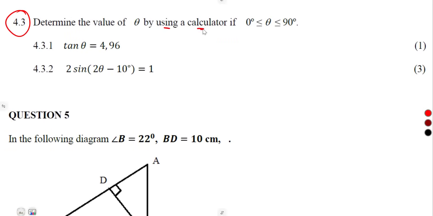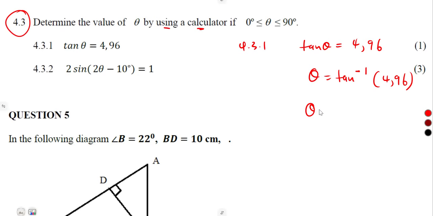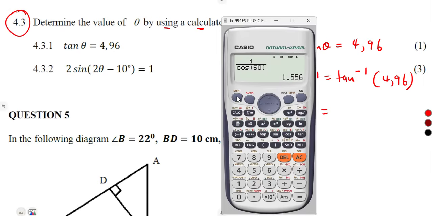All right, determine the value of theta on 4.3. By using a calculator, use a calculator this time. Theta is to be taken between 0 and 90 degrees. The first one is tan theta equal to 4,96. So to get the angle theta, you're going to take tan to the other side. So it will be arctan of 4,96. So theta is equal to arctan of that. It's simply shift, all right?